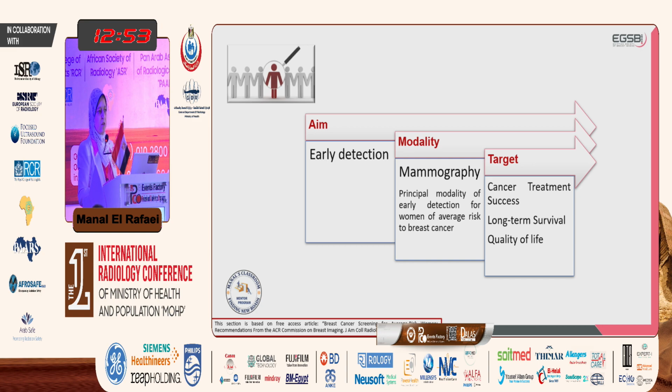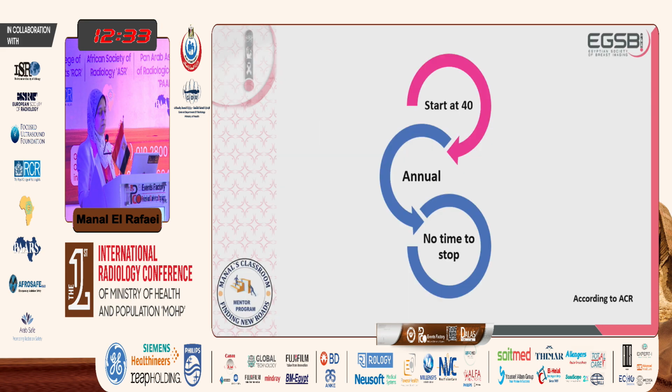The aim of the screening is early detection, and mammography is still the main station for early detection or screening in average risk women. And our target is to have cancer treatment success and a long survival period and add a good quality of life for our patients. So how do we go about it? We usually start at the age of 40 and on an annual basis, and there is no time to stop unless discussed with the clinician based on the morbidity of the patient.